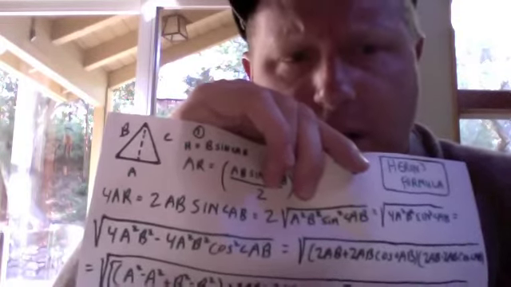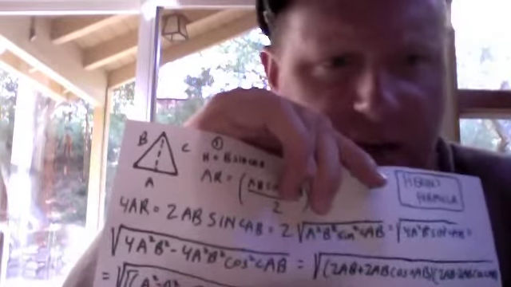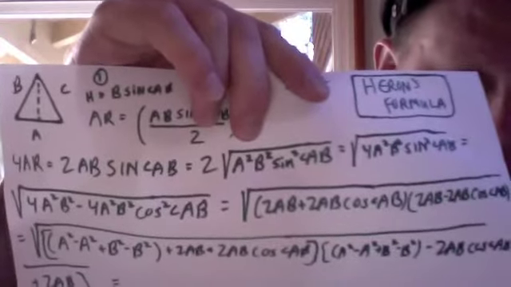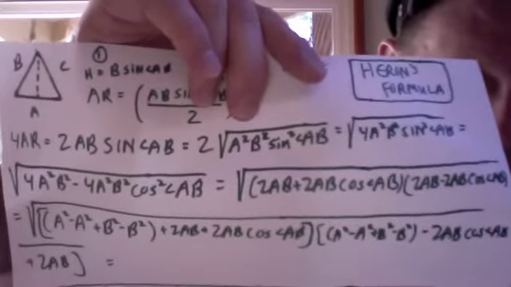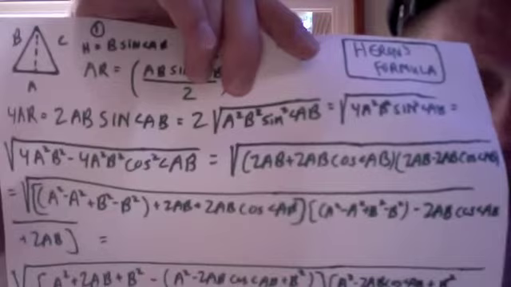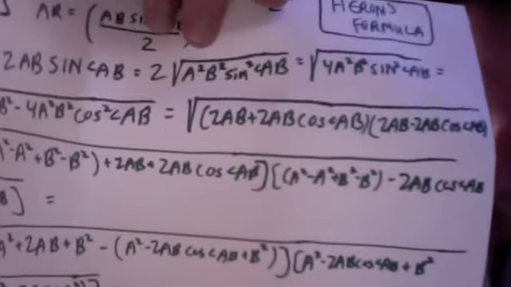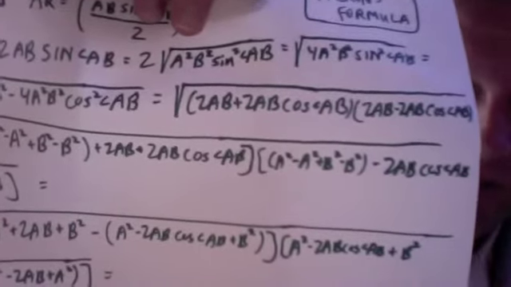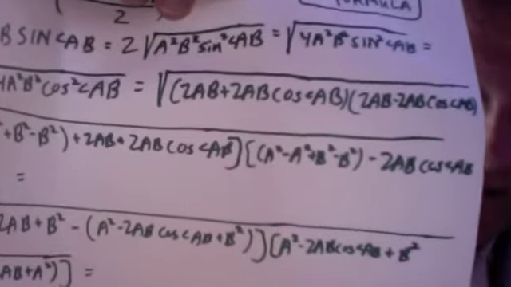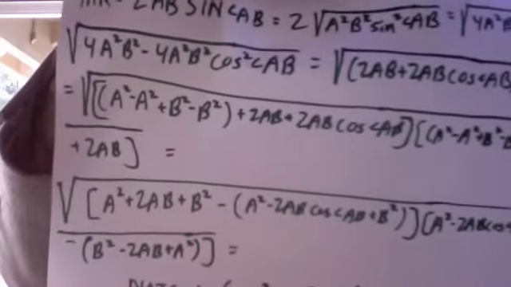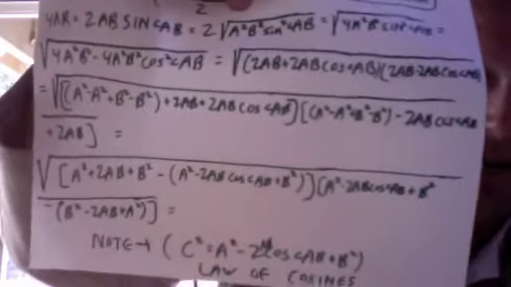For all, obviously, I don't think that we need to exclude anything for that. So adding it here and here gets you the square root of [(a squared minus a squared plus b squared minus b squared) plus 2ab cosine angle ab] times [(a squared minus a squared plus b squared minus b squared) minus 2ab cosine angle ab plus 2ab], and that's all under the radical sign, okay?